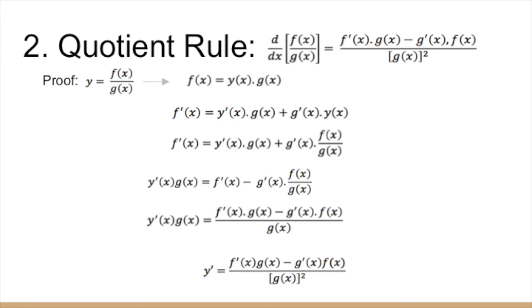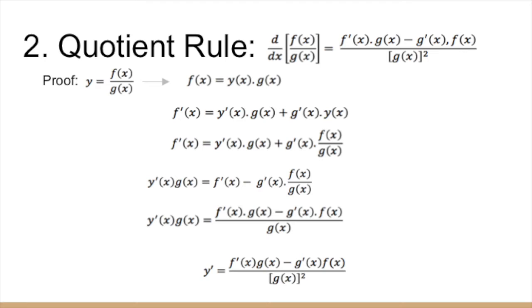The second rule is the quotient rule. We have d over dx of f of x over g of x equals f prime x times g of x minus g prime x times f of x all over g of x squared.